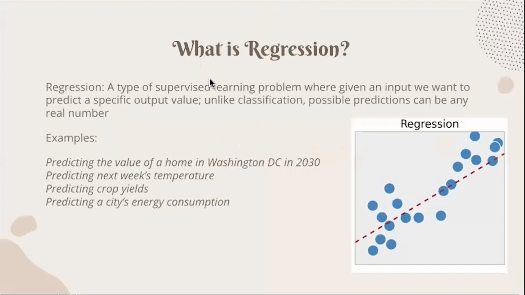So what is regression? As it says here, regression is a type of supervised learning. We're given an input, we want to try to predict a specific output. So unlike classification, this is not giving a yes or no answer or grouping things into categories. This is giving real number predictions. For example, predicting the value of a home based on square footage, or predicting next week's temperature, or predicting crop yields based on what crop it is and how the weather has been and multiple features that you can use.